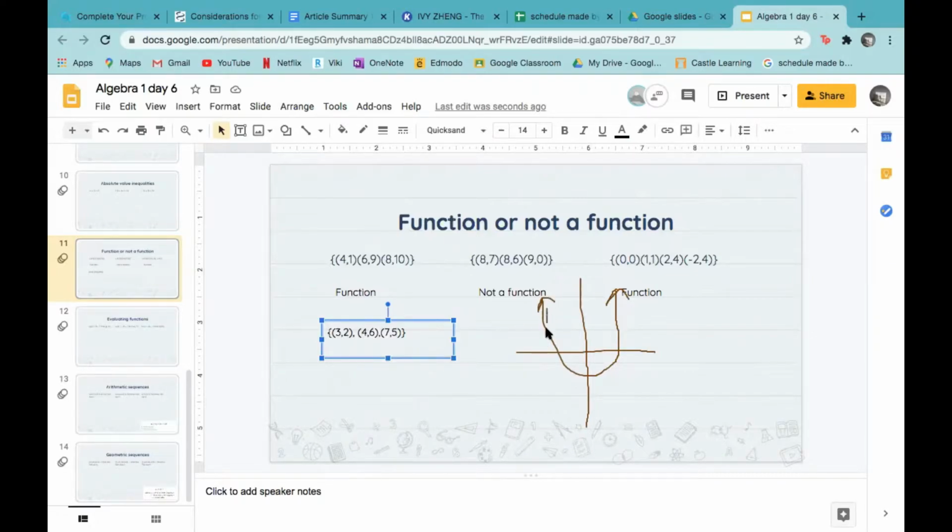This would be a function, because if you did a vertical line test, vertical is this way, right? You just put your pencil over the paper and see if your pencil is touching two lines. It's not touching two lines, it's only touching one.